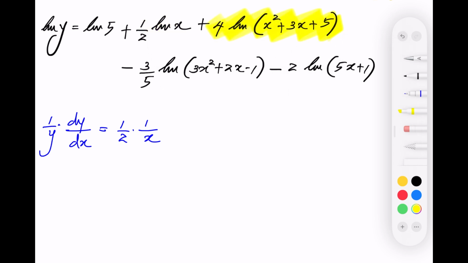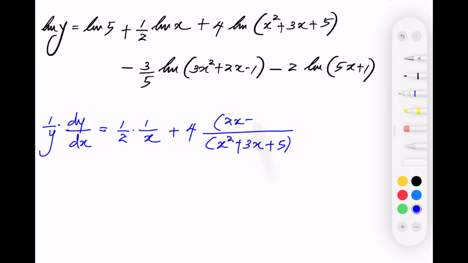You have 4 times. Since 4 is a constant, let me write that down as a plus 4, and then I need to differentiate natural logarithm x squared plus 3x plus 5. Please note that when you differentiate a natural logarithm f of x, that f of x goes to the denominator. On the numerator, we write the first derivative of f of x. So when I do that, in the denominator I will have x squared plus 3x plus 5. On the numerator, I need the derivative of all of that, which is 2x plus 3.